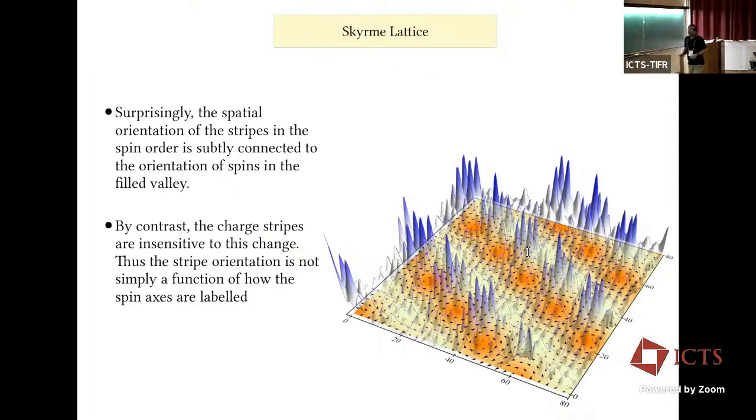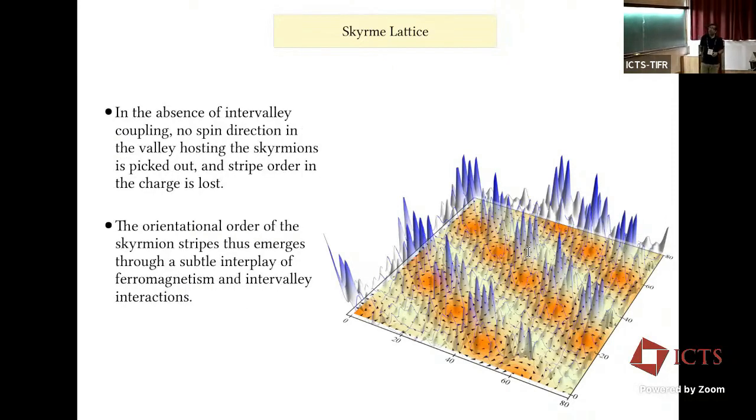Not only that, even the charge order actually emerges because of the exchange interaction between this polarized valley and this unpolarized valley. If we turn it off, this charge order goes away. It's a complex interaction, and we do not understand fully how exactly the stripe order emerges out of it.